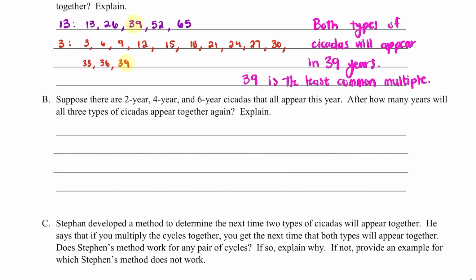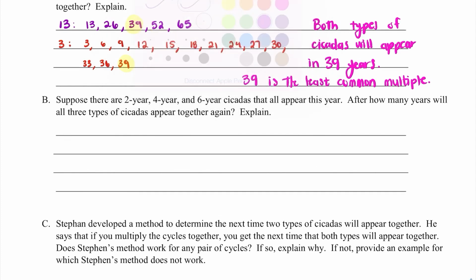All right. So we're at question B. Okay, and this one I want you guys to do on your own. I'm going to read this first, and then you're going to pause the video and try this on your own, okay? So let's read the question. It says, suppose there are 2-year, 4-year, and 6-year cicadas that all appear this year. After how many years will all 3 types of cicadas appear together again? So this time, instead of just 2 different types, we have 3 different types of cicadas we're looking at, okay?